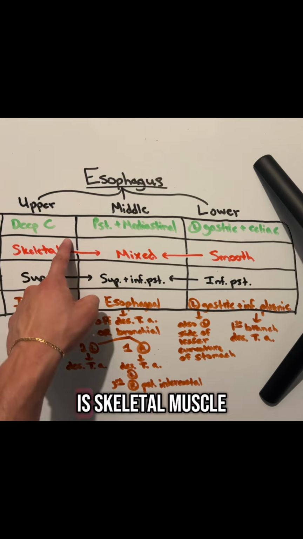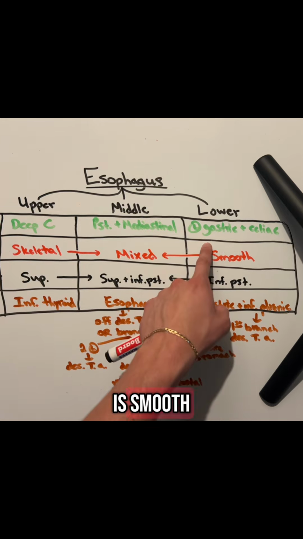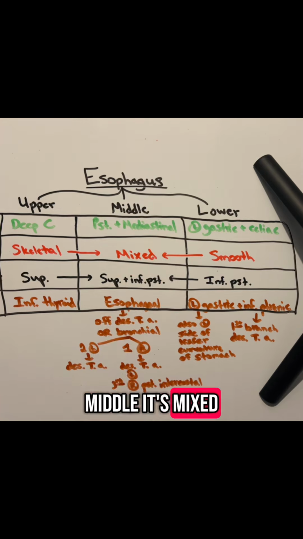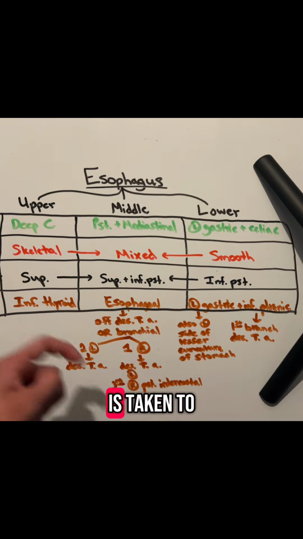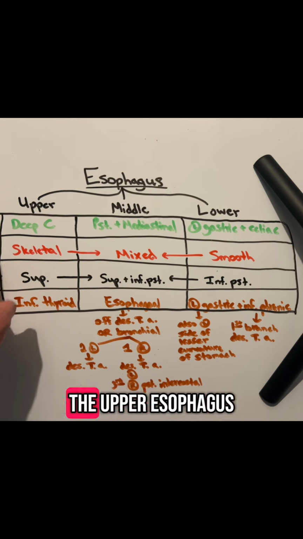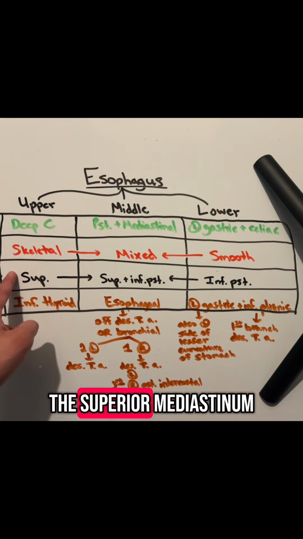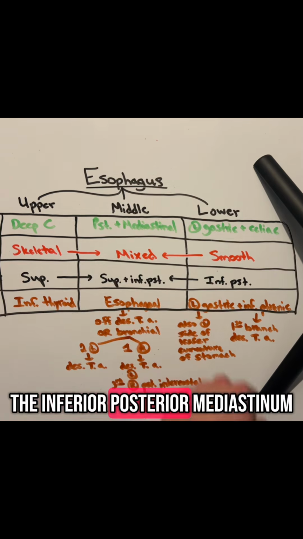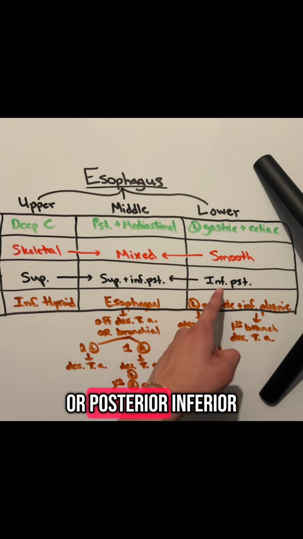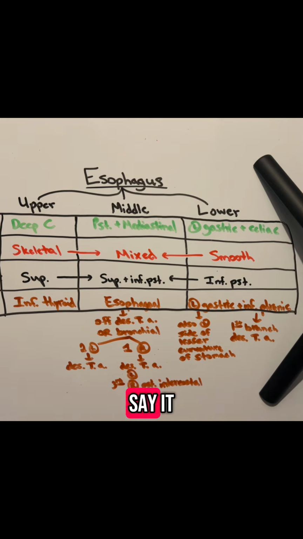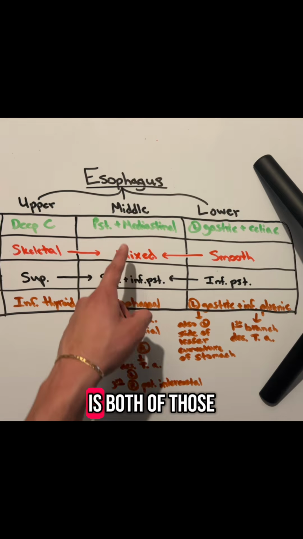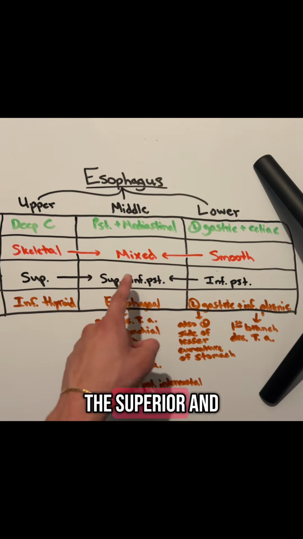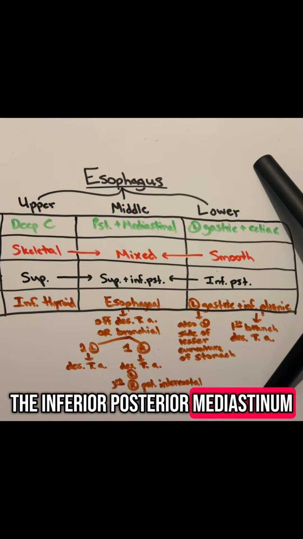The upper esophagus is skeletal muscle, whereas the lower is smooth, and in the middle it's mixed. That same concept is taken to the mediastinums. The upper esophagus is located in the superior mediastinum, whereas the lower is located in the inferior posterior mediastinum, or posterior inferior mediastinum, depending on how you want to say it. And the middle is both of those, the superior and the inferior posterior mediastinum.